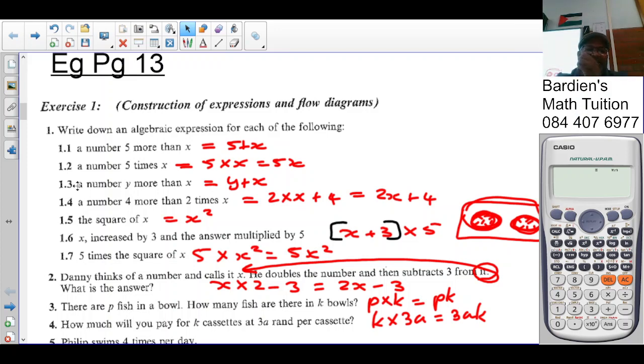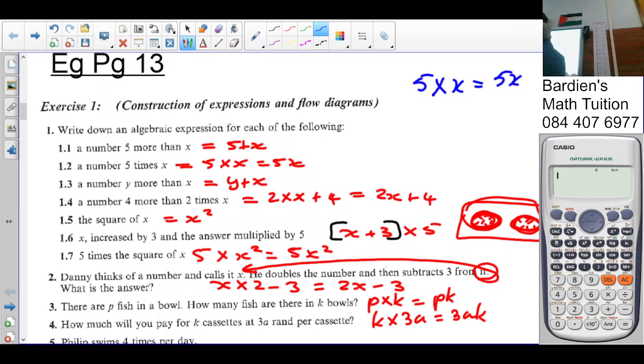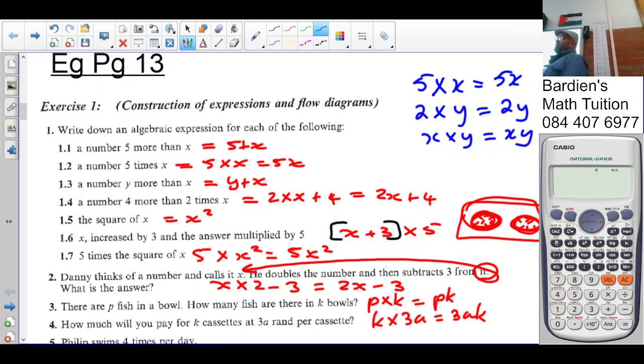So, if the question says a number 5 times x, then it's going to be 5 multiplied by x. And what is 5 multiplied by x? 5x. Okay, later on when you see you've got 5 multiplied by x, it's going to be 5x. So what is 2 multiplied by y? 2y. What is x multiplied by y? xy. Not O, it's an x. But you guys understand? Yes, sir. So that is why we have here 5 times x, which is 5x.